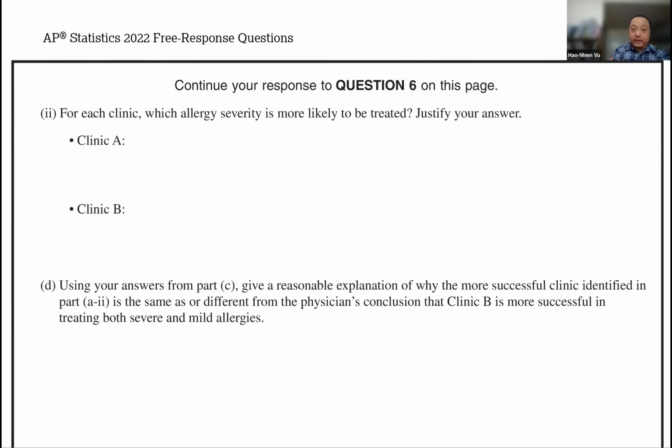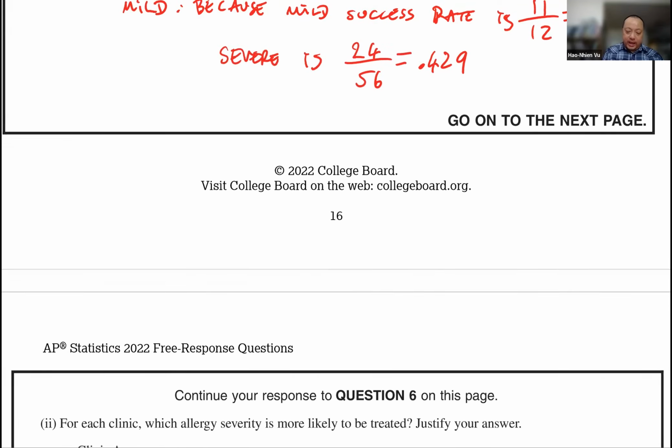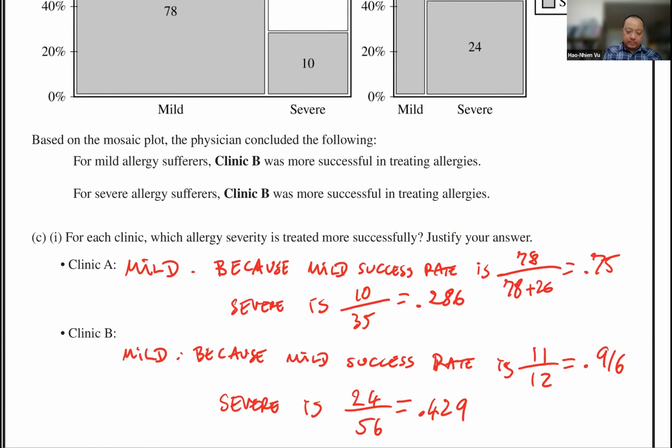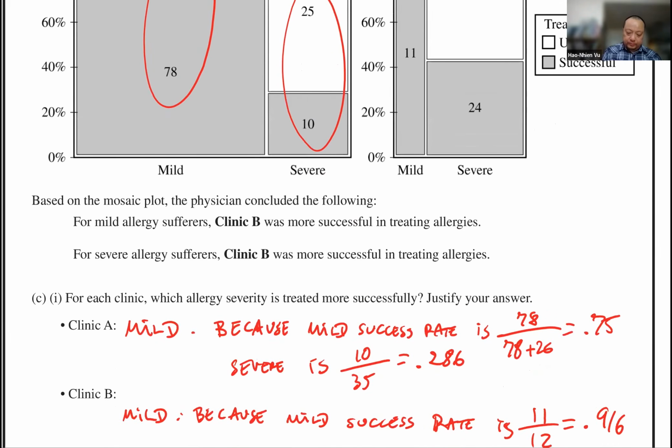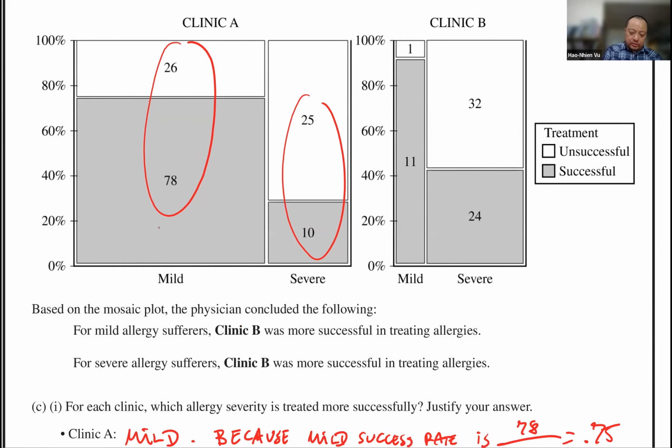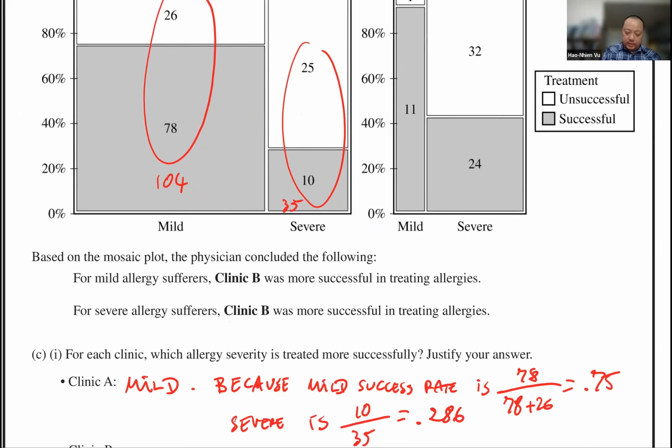Continuing, for each clinic, which allergy severity is more likely to be treated? So which allergy severity is more likely to show up at the door? Well, for Clinic A, we got this many mild cases and that many severe cases. So this looks like 104, and this is 35.